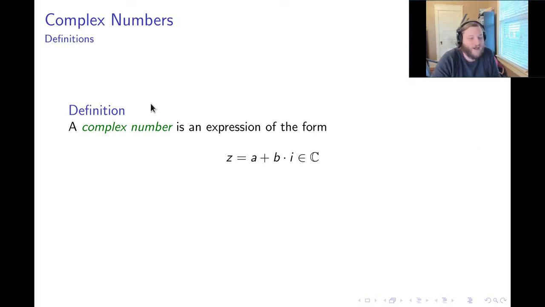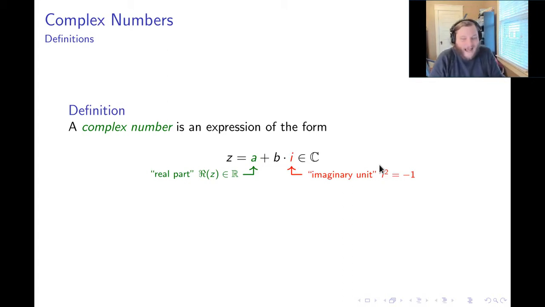By definition, a complex number is some expression of the following form. z equals a plus b times i. Okay, so what are the ingredients here? a here in this expression is what's called the real part of this complex number, and this can be any real number.